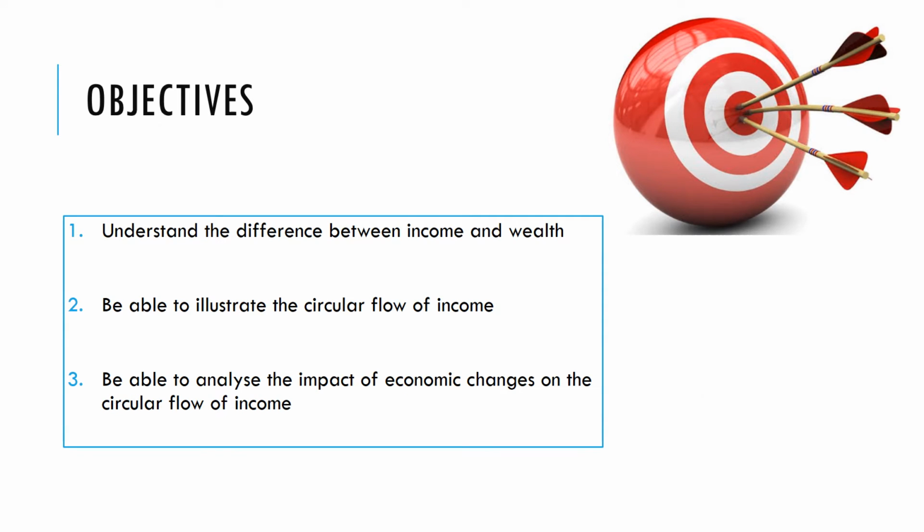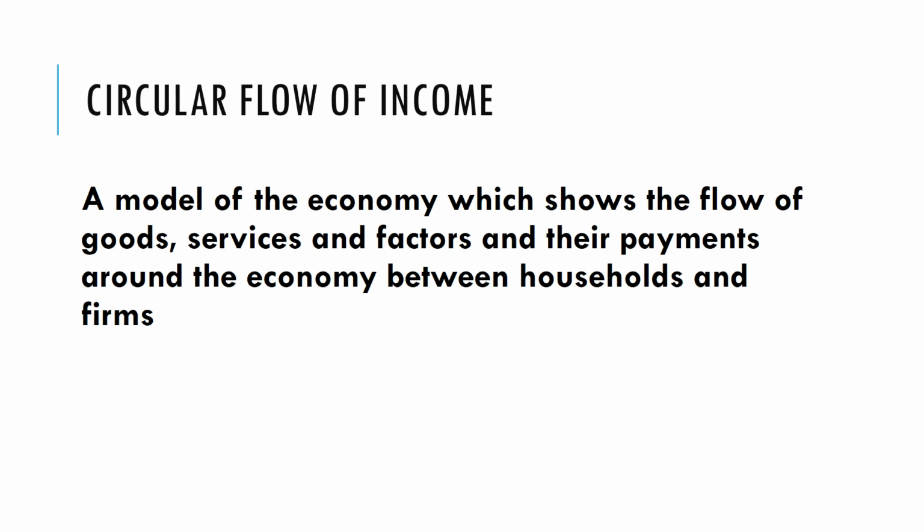Okay, so we've looked at the difference between income and wealth. Now let's look on at the main part of this topic, the circular flow of income model. So the circular flow of income is a model of the economy which shows the flows of goods, services, and factors and their payments around the economy between households and firms.